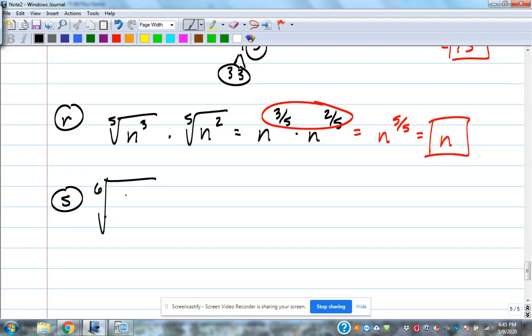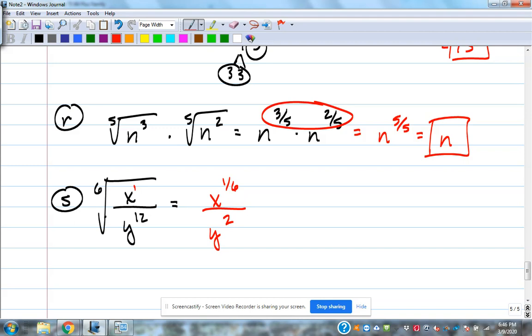Sixth root of x over y to the 12th. Again, a lot of times when I'm dealing with these roots and it's just got variables in there, I'm going to change it into a fraction exponent just to make it easier on myself. So this is going to be x to the what? 1/6. And y to the, which is actually y squared, right?